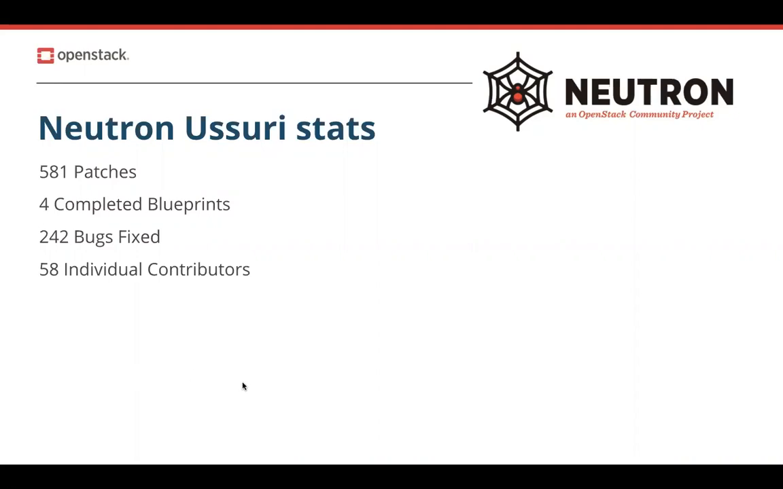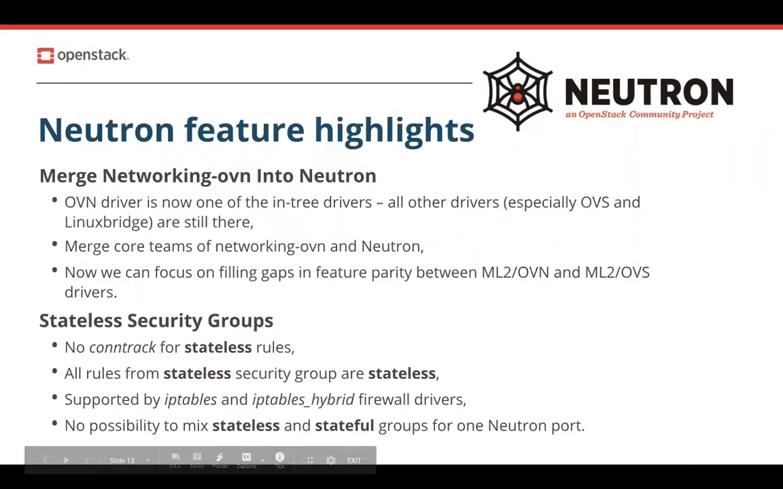Now maybe we can talk about those new features which we implemented in Ussuri. First of all, it was discussed during the PTG in Shanghai and before also. We merged the networking OVN driver into Neutron. Now it's one of the in-tree drivers, the same as OVS or Linux Bridge or SR-IOV. We will maintain one more driver as an in-tree driver.